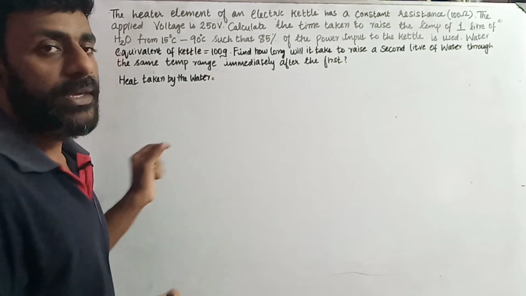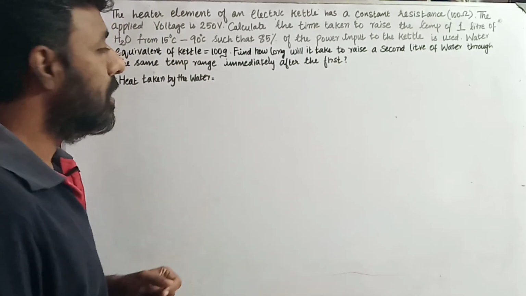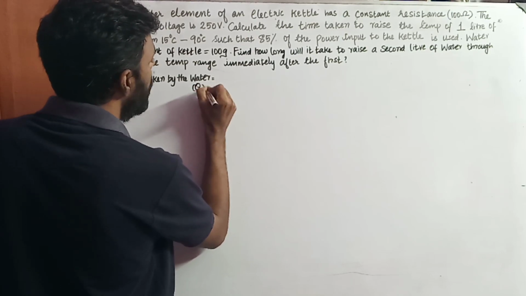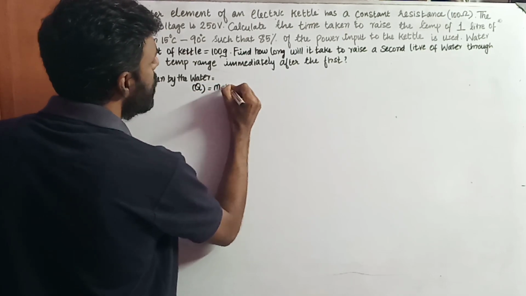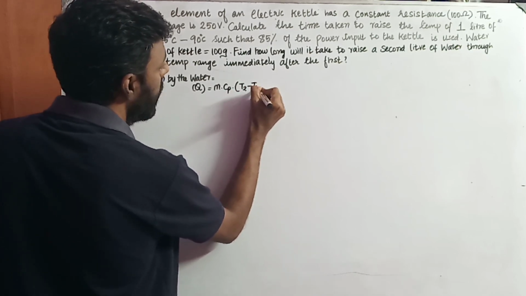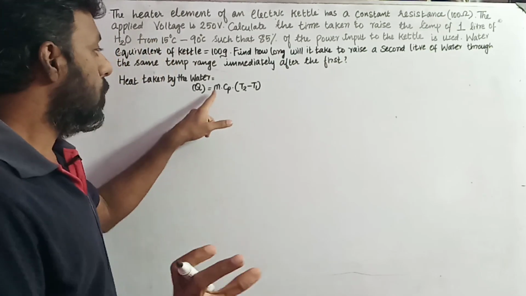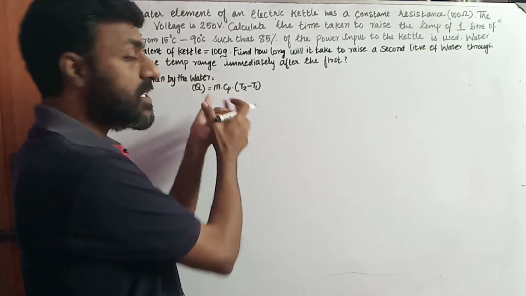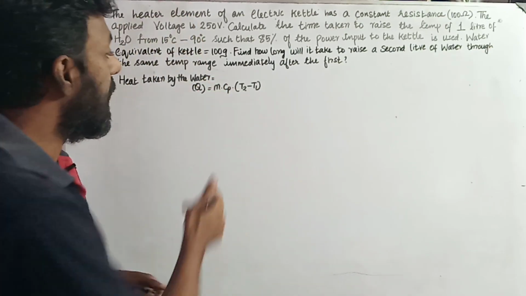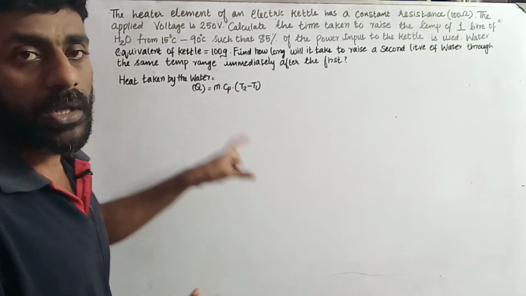How to calculate the heat taken by the water? You know this formula: Q equals M into Cp into (T2 minus T1). Here M is the mass of the substance we are taking, Cp is the specific heat at constant pressure, T2 is the final temperature, and T1 is the initial temperature. Q is the heat energy.